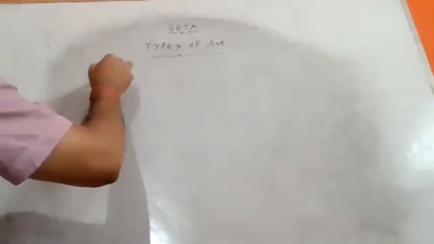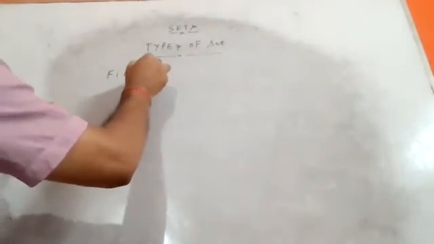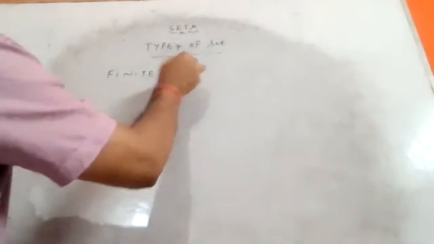Clear? The second one is what? Finite set. Now, what is a finite set? Finite set means a definite number, a set which has a countable number of elements. Countable in the sense that you can easily count the number. That is known as a finite set.